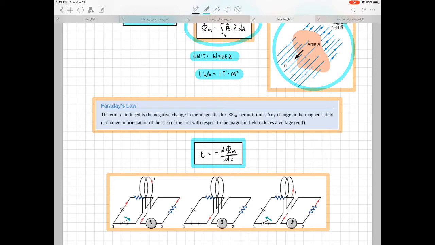The induced EMF is the negative change in the magnetic flux per unit time. What does that mean? Well, it means this right here. Take the time derivative of the magnetic flux. The negative of that quantity is the induced EMF, right? So that induced EMF will then drive a current in your loop, because the current induced will then be the EMF divided by whatever the resistance in your loop is.